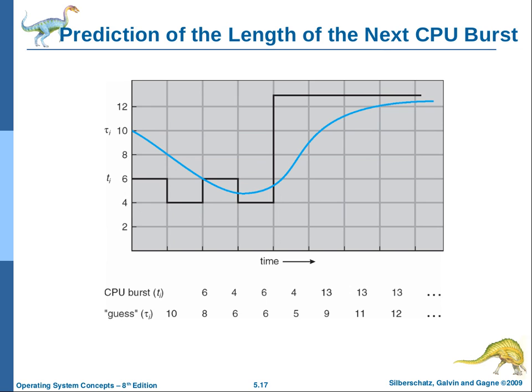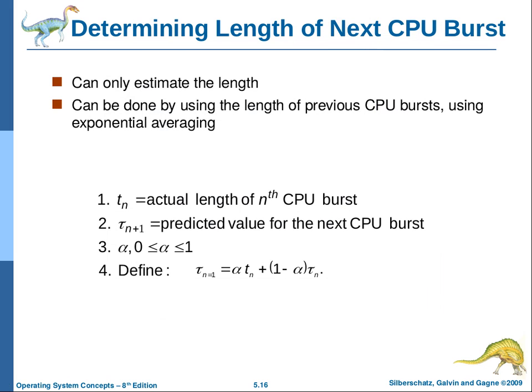If you actually give it some time, this is what it looks like. Maybe your initial guess was 10, just to give it something. Then you get 6, and that might bring it down to 8. As these values come in, it forms a curve, giving you an estimate of what the next time is going to be. The black is the actual time, the blue is your guess. It's definitely not perfectly accurate, but it generally gives you a good estimation of the next CPU burst.